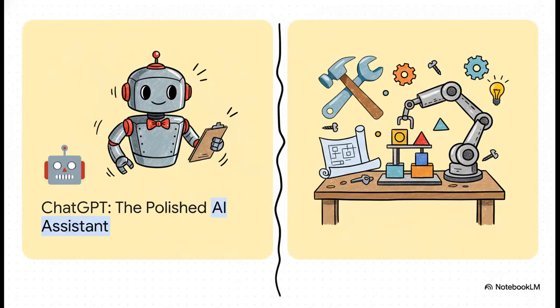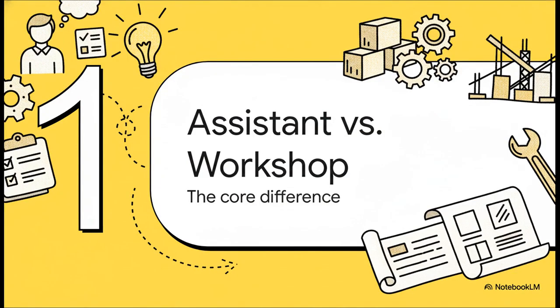So here's a better way to think about it. Instead of asking which one wins, let's frame it like this. ChatGPT is your ready-to-go, polished AI assistant. On the other hand, Google AI Studio, that's like a powerful hands-on AI workshop. Okay, let's really get into that idea, because the key to knowing which tool to use is really understanding this fundamental difference. One is designed to help you do things, while the other is designed to help you build things.